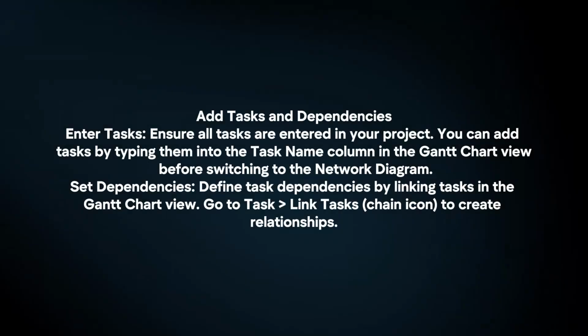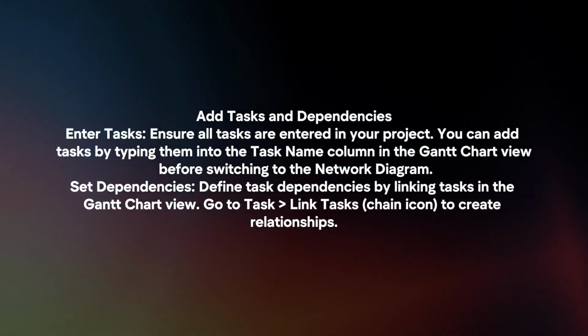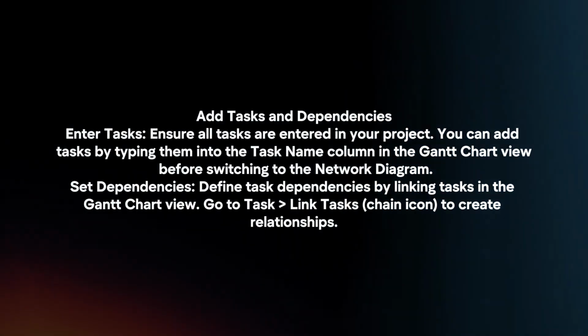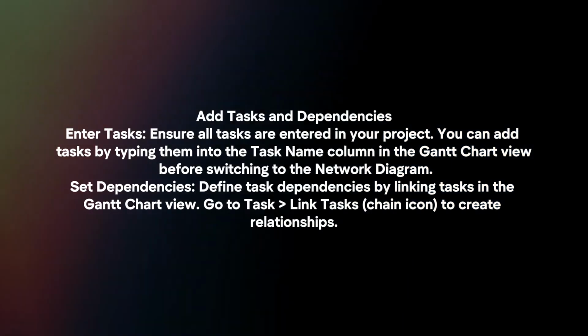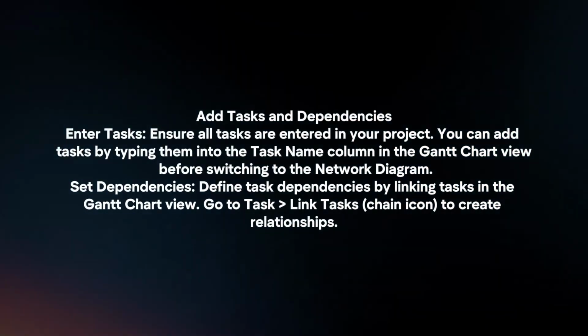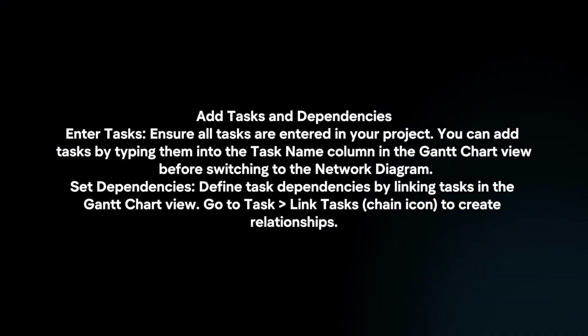Add tasks and dependencies. Enter tasks. Ensure all tasks are entered in your project. You can add tasks by typing them into the task name column in the Gantt chart view before switching to the network diagram. Set dependencies. Define task dependencies by linking tasks in the Gantt chart view. Go to Task, link tasks to create relationships.